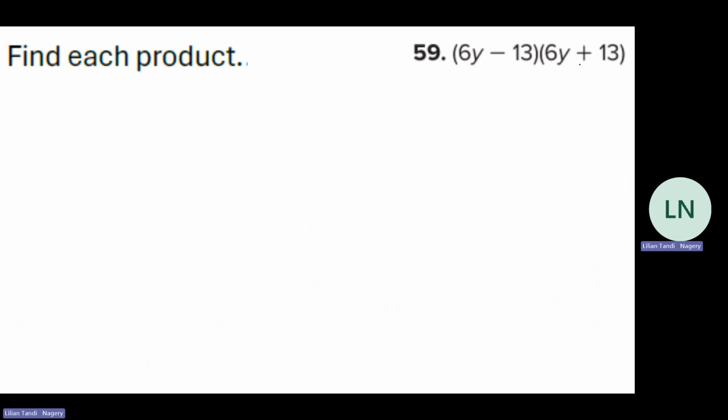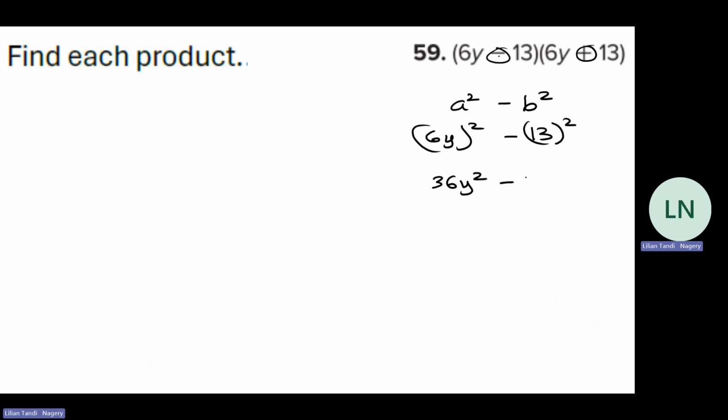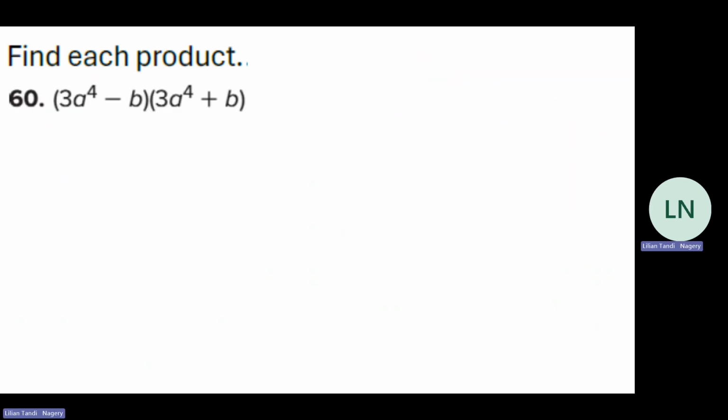Find the product of this. So my answer will just be a squared minus b squared, because this is a negative and here is a positive, but my values are the same. Okay, so this will be 6y squared minus 13 squared. That will be 36y squared minus 169. If you forget, do distributive and FOIL, and you check your answer. Okay? All right, we move on.